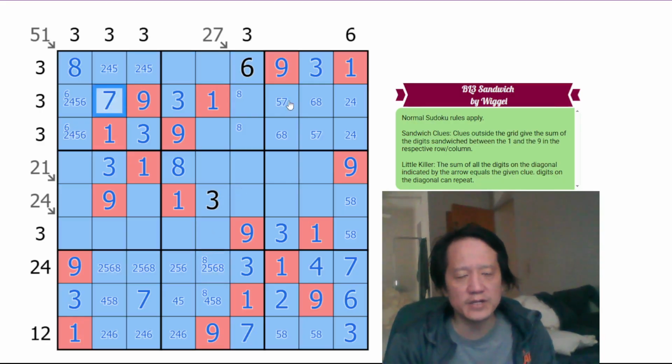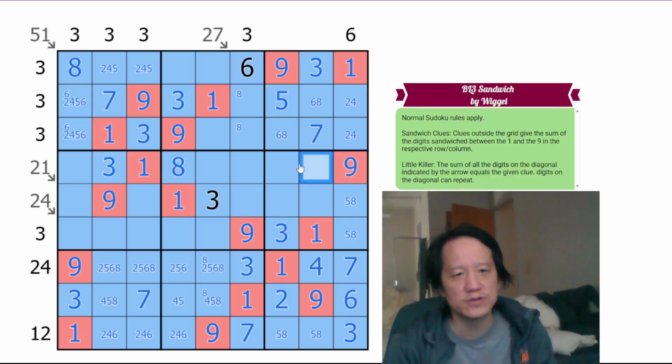This 7 eliminates 7 here, so it's 5 and 7, adding up to 12, which plus 6 and 9 adds up to 27. Okay, this 5 eliminates 5 here, so it's 8 and 5. 8 eliminates 8 here, so it's 6 and 8.